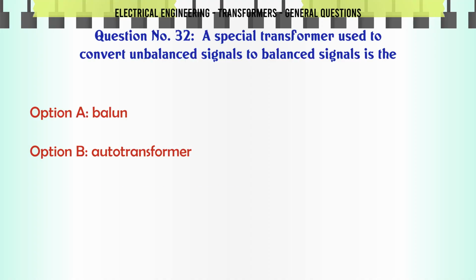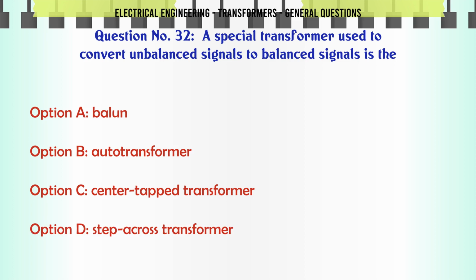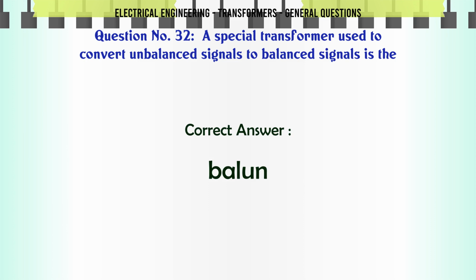A special transformer used to convert unbalanced signals to balanced signals is the A. balun, B. autotransformer, C. center tapped transformer, D. step across transformer. The correct answer is balun.